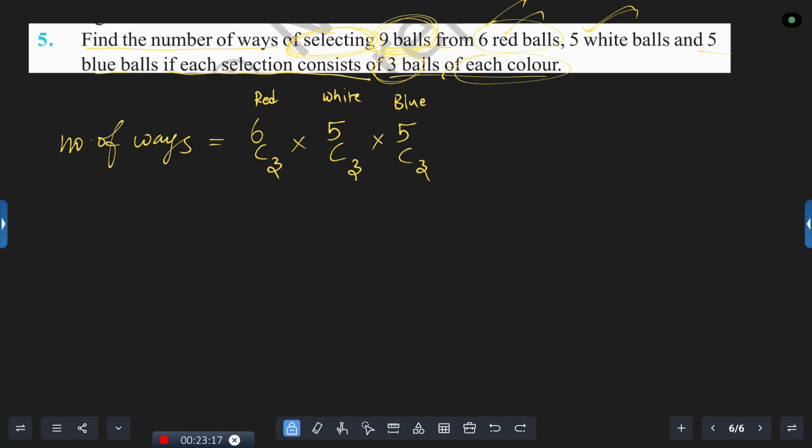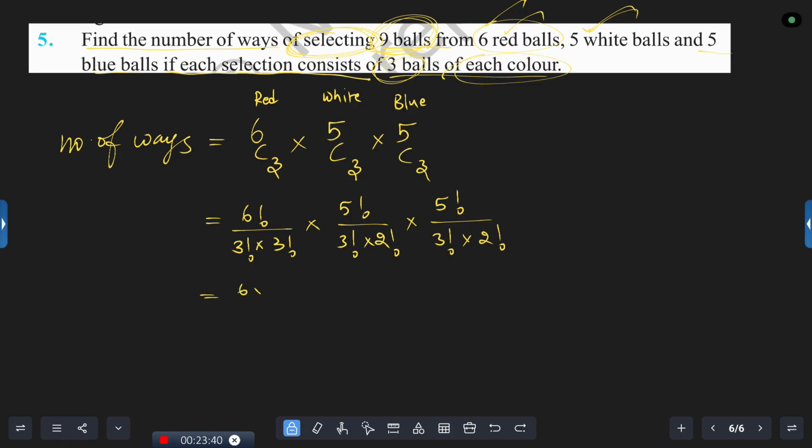So multiply. And check this: 6 factorial divided by 3 factorial multiply 6 minus 3, directly I'm giving 3 here. 5 factorial divided by 3 factorial multiply 5 minus 3, 2 factorial. Like that, 5 factorial divided by 3 factorial multiply 5 minus 3, 2 factorial.